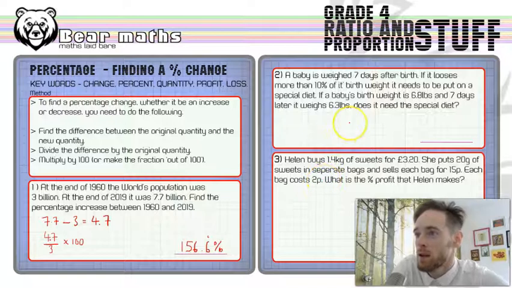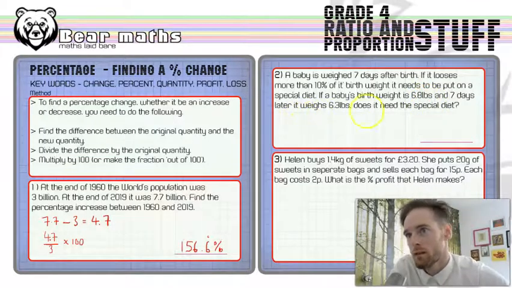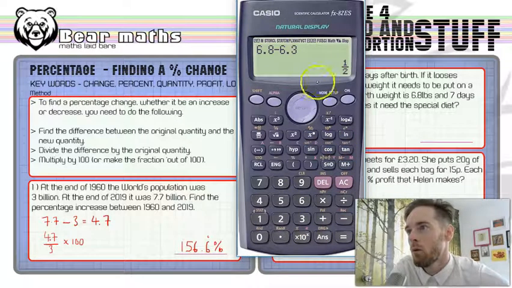So let's work this one out. Baby's birth weight was 6.8 pounds. So let's use that as our starting number, 6.8 minus the 6.3. And you can do this on the calculator, but you know what you're going to get. So 6.8 minus 6.3 equals 0.5.